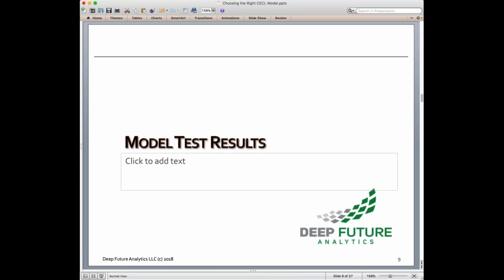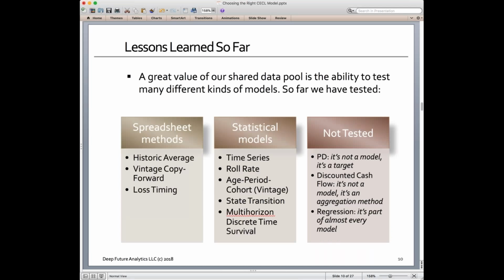So lessons learned so far. We have run lots of tests. The mortgage data set that I mentioned is a great one because you can replay these tests. This is not a secret data set with secret models. It's a public data set, and we've published all the model calculations, so you can repeat anything in here you feel like. We've put them in some different categories here.